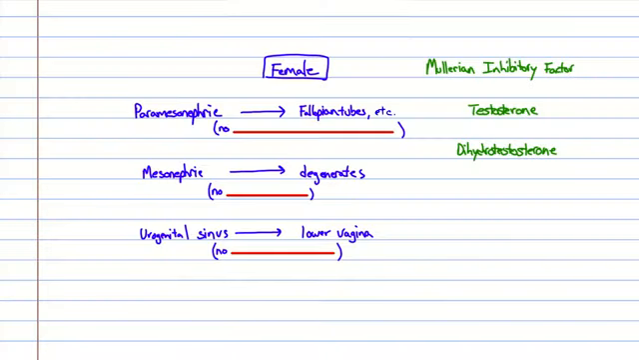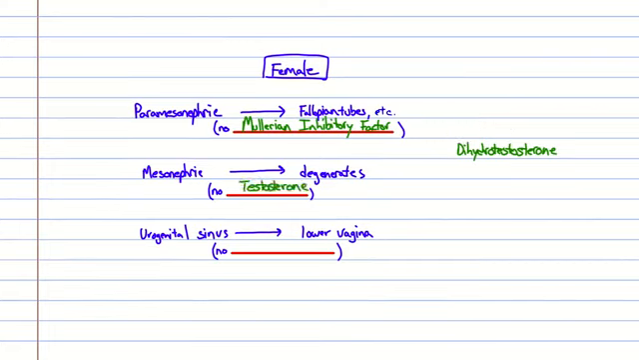Next, let's review females. Paramesonephric duct develops into fallopian tubes, the uterus, and the upper portion of the vagina, since Müllerian inhibitory factor is not present. The mesonephric duct degenerates because of lack of testosterone, and the urogenital sinus develops into the lower portion of the vagina because of lack of DHT.